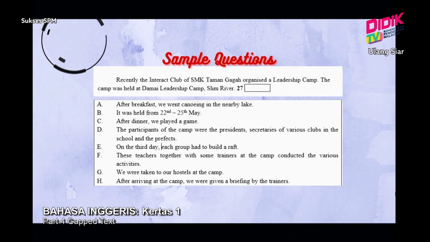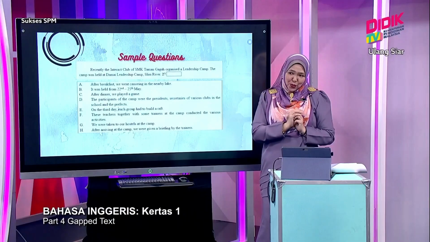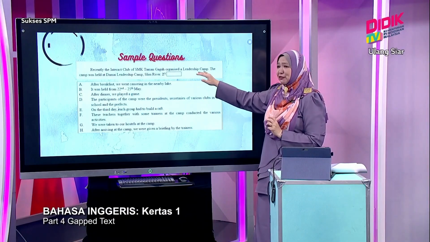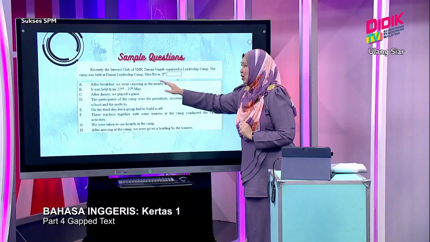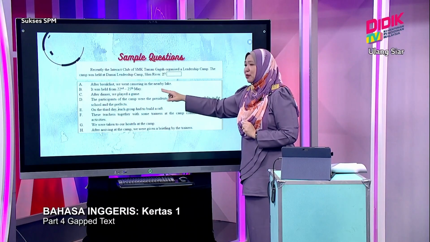Now, is it "After breakfast we went canoeing in the nearby lake"? Are we talking about the activities? Not just yet, right? This is the first paragraph, so no, we are not talking about the activities. Second, "It was held from 22nd to 25th May." So we have the where, and we have the when.